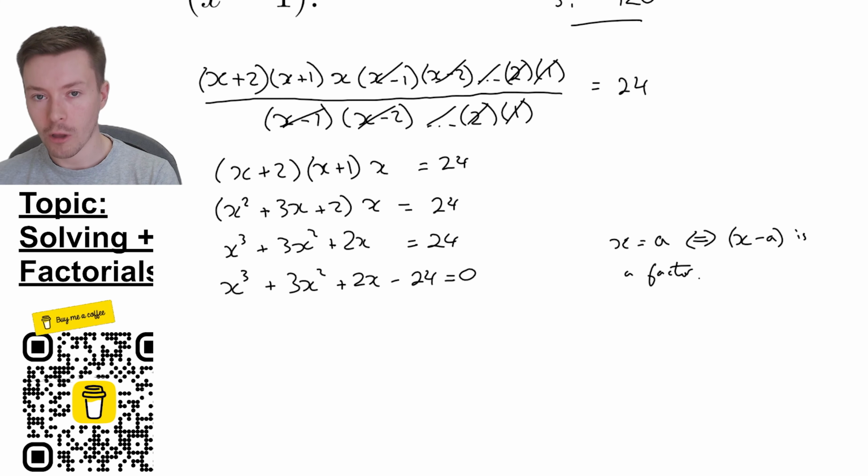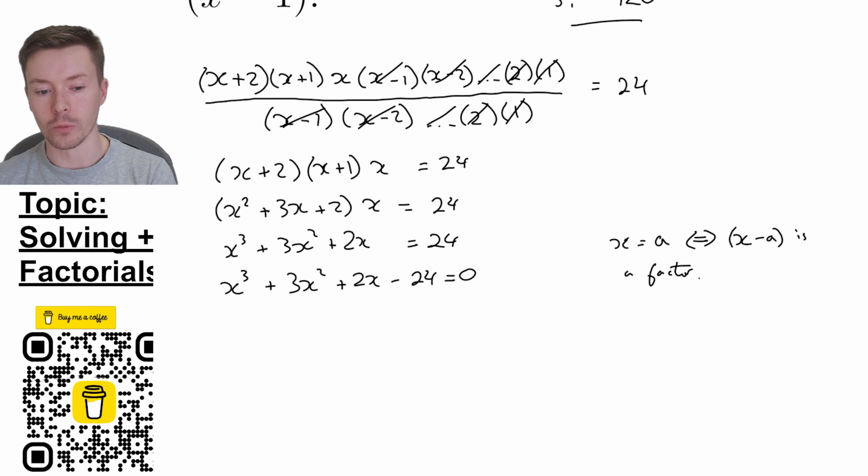I'll talk through this bit rather than writing it all down, so we might not run out of space. 1 cubed is 1, plus 3 times 1 squared. So that's 1 plus 3 is 4, plus 2 lots of 1, that's 6. 6 minus 24 is not going to be 0.